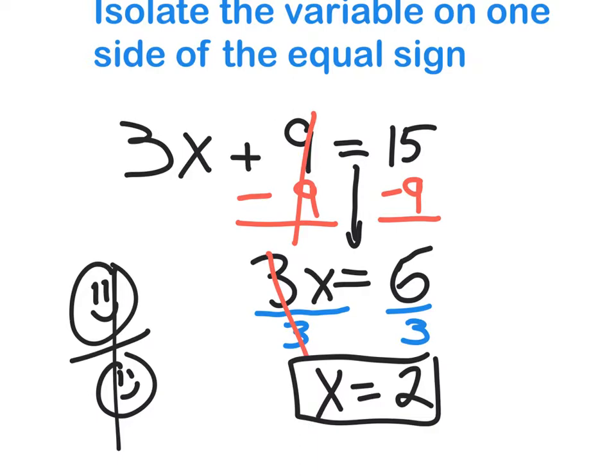Anyways, also, if you have an answer and let's say you have some time left over on a quiz, take that 2 and plug it back in right here. So you really have 3 times 2. Remember, x is 2. 3 times 2, what is 3 times 2? That's 6.